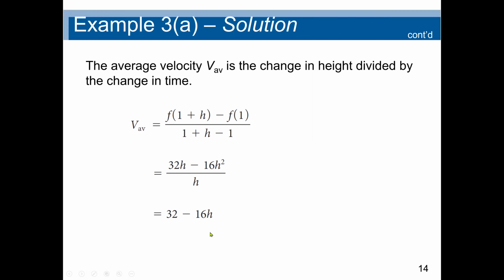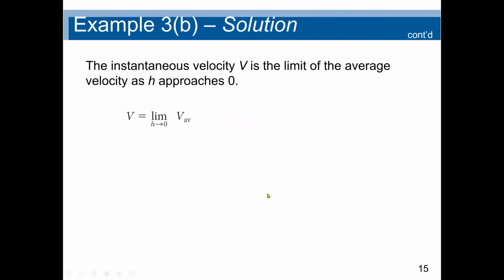Now, if they say we should find the instantaneous value, that will give you the value at a particular value of x. So that's the next step. Here, the instantaneous velocity v is the limit of average velocity as h approaches 0. So we take the limit of it. And h approaching 0 means every h term here will be 0. So our answer will be 32. This means the instantaneous velocity, the speed, will be 32 feet per second.